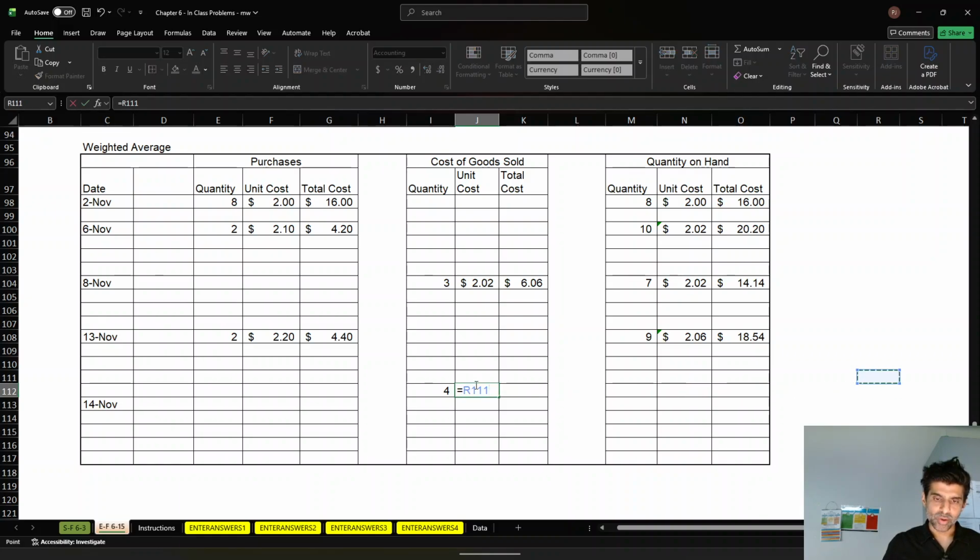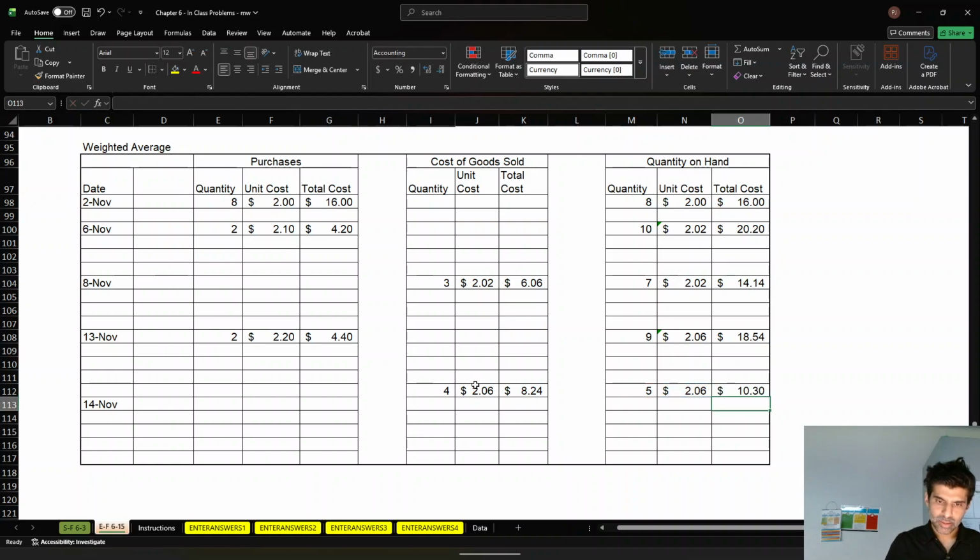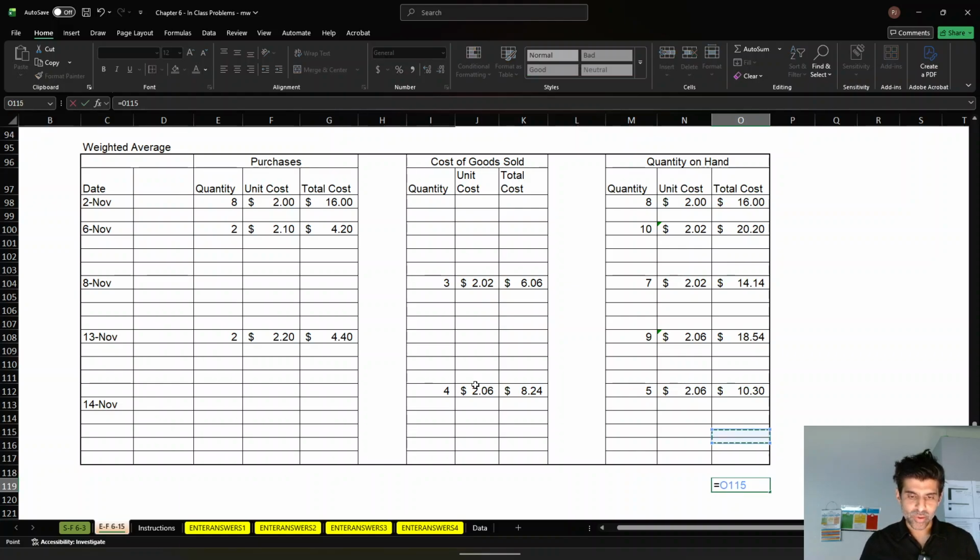And then finally, we have a sales transaction, which was 4 gallons sold. I used this $2.06. And then I have 9 units. I sold 4. I have 5 units left, and they're valued at $2.06 per unit. So again, this should equal $26.40, I think. Let's see.